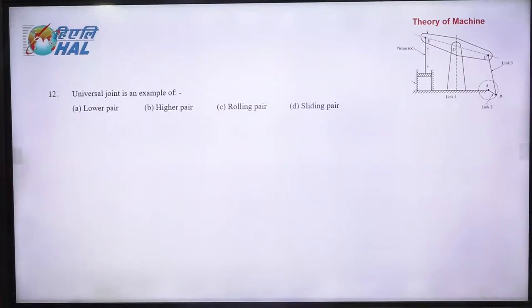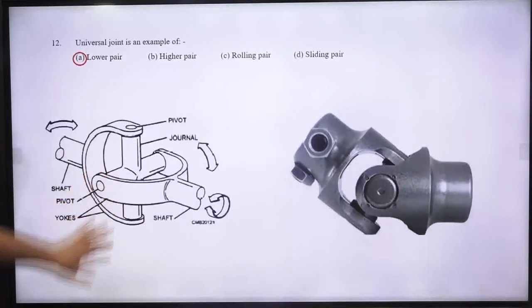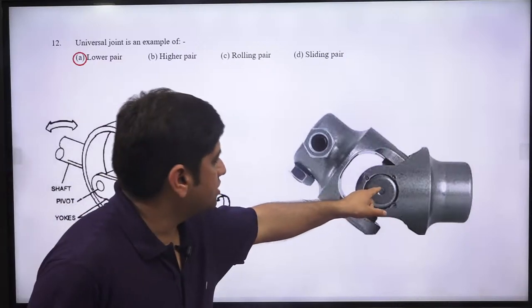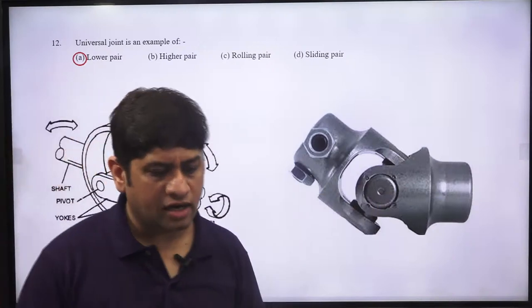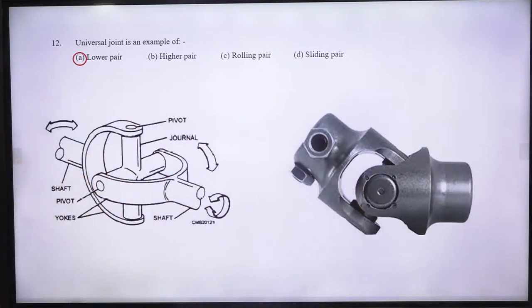Okay, let's go next. Universal joint is an example of which of the following? Lower pair, higher pair, rolling pair or sliding pair. What do you think is the answer? Universal joint is an example of lower pair, area contact. So what is lower pair and what is higher pair? Whenever there is an area contact between the two links, as you can see, it is a lower pair. A pin inside a cylindrical hole is nothing but area contact. So this is giving you the lower pair.